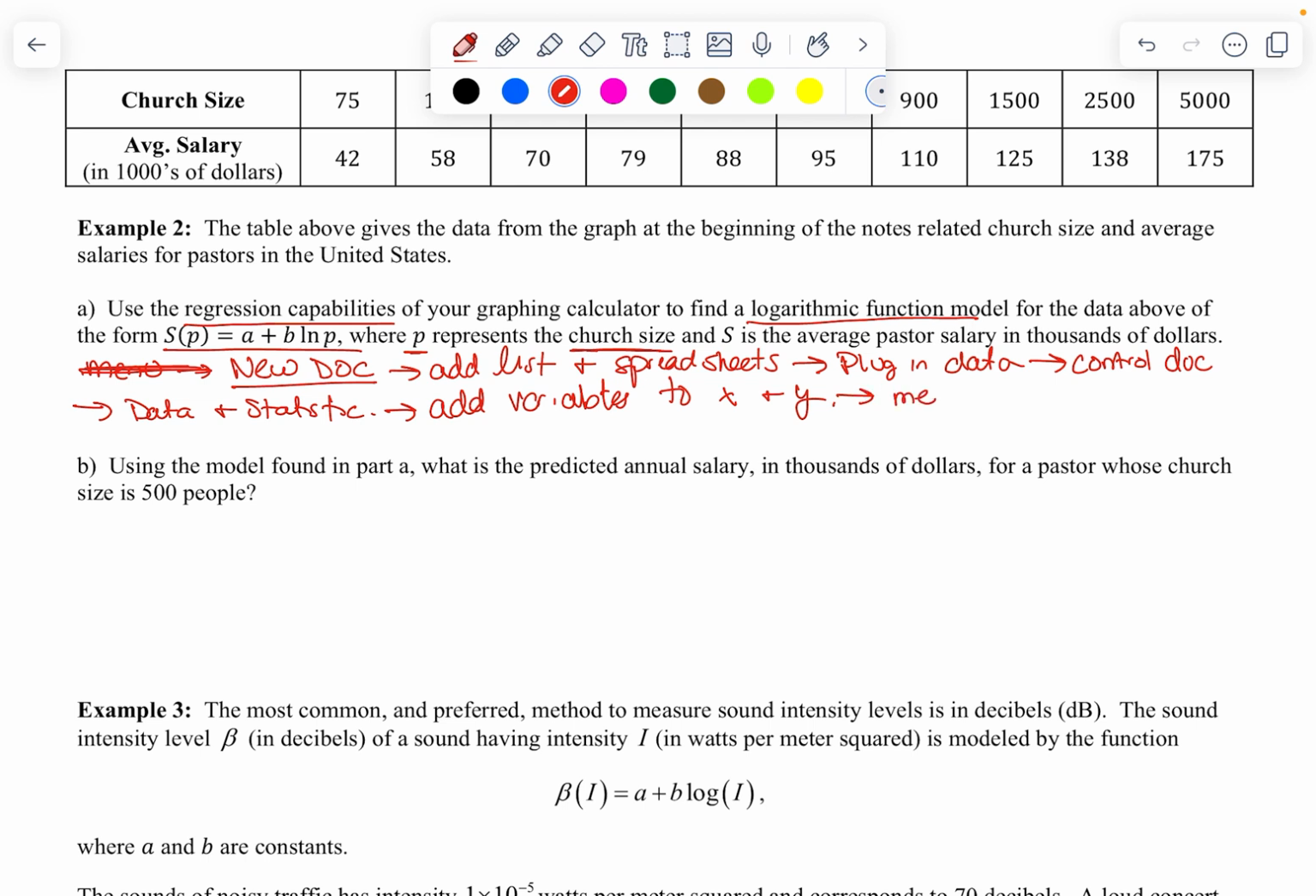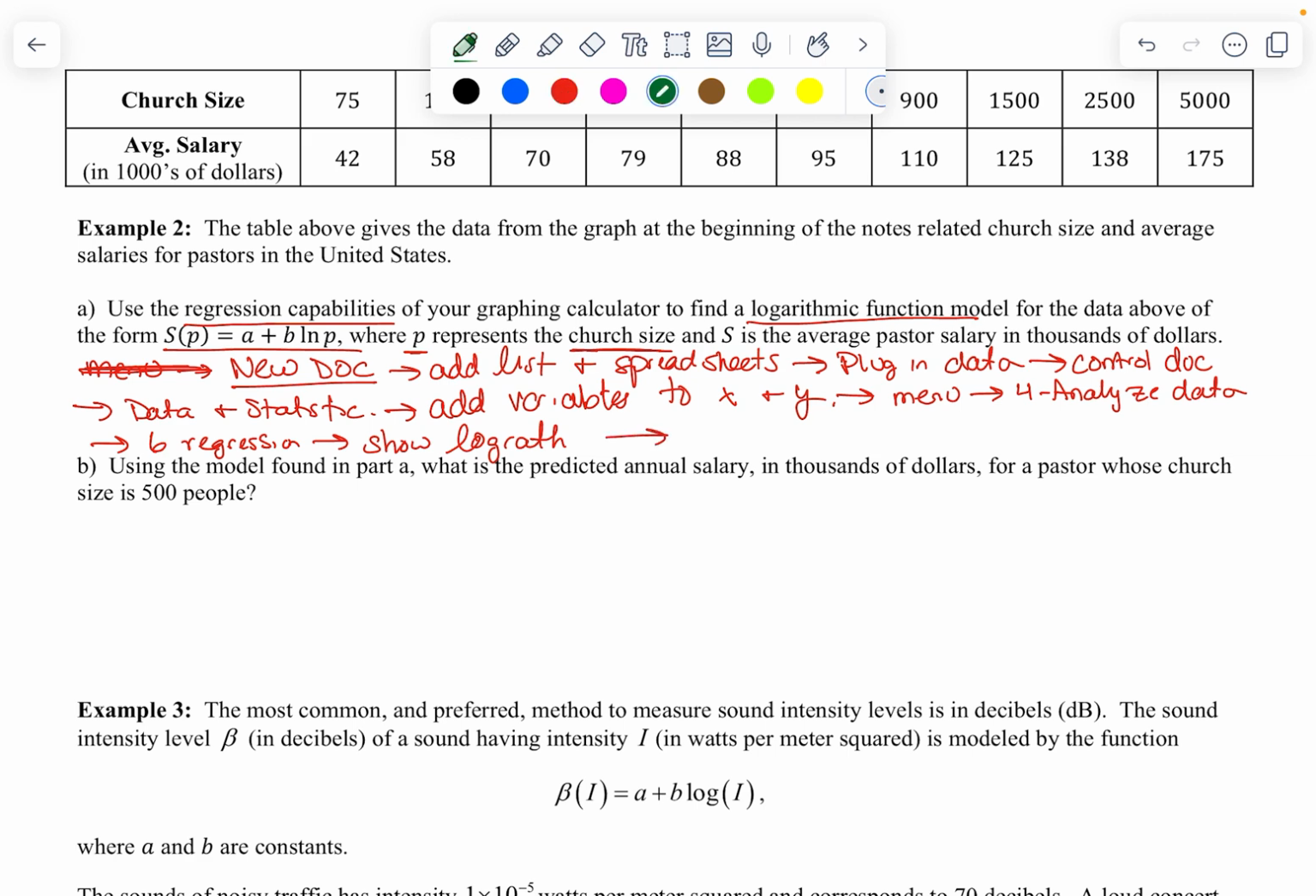And now when you have that, you can go back to menu. You can press menu, go to analyze the data, which is number 4. And you're going to go to regression, which is 6. And of course, this is a logarithmic regression, so we're going to show logarithm, which is number 9. And as soon as you do that, you end up with your log function.